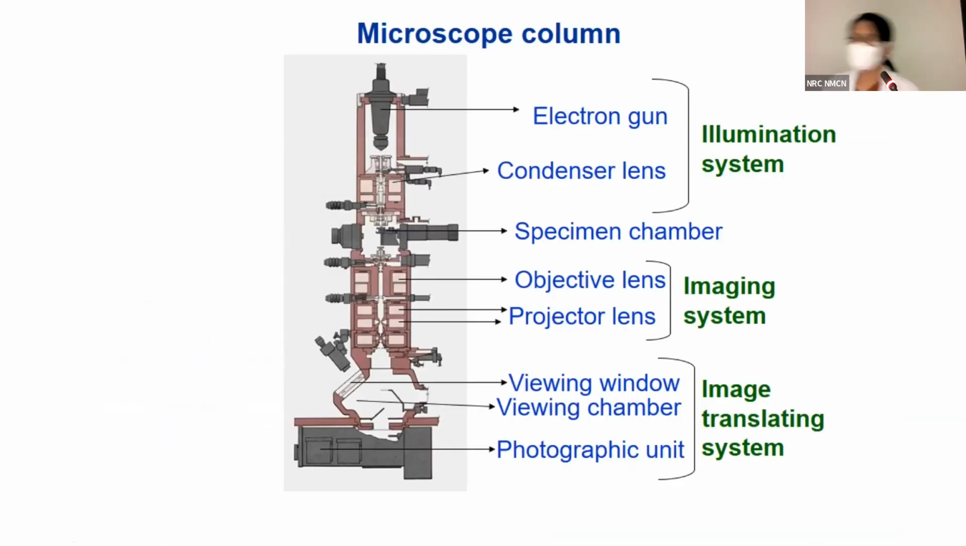So when we look at the cross section of the microscope column, the electron gun is at the top. There is a beam which comes from the electron gun. The electron gun can use different types of filaments, but we also use the tungsten filament. Another filament which is used is lanthanum hexaboride, that is LaB6. So it emits an electron beam, and there is an anode so that the electron beam has a coherent path. Then you have the condenser lens, a specimen chamber where the specimen is kept, and different sets of lenses. And lastly, you have the viewing chamber.